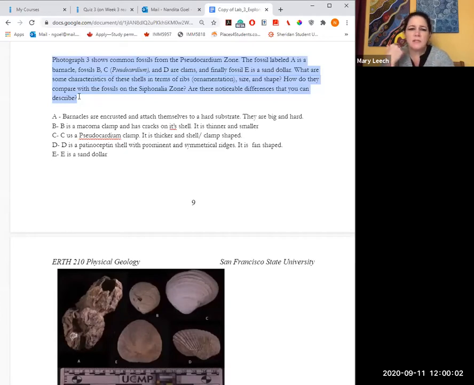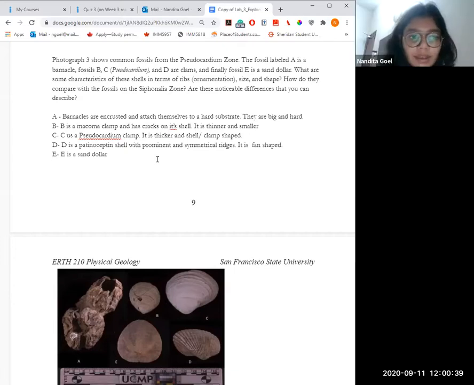Okay, so it's asking you simply to describe some of these animals. Ornamentation, so where the ridges are on the animal, what size and shape they are, so really just descriptive like that, and then compare it to the siphonalia zone. Go back and look at the siphonalia zone. What did those look like, and are they bigger, smaller, more ornamented or less, rounder, something like that.